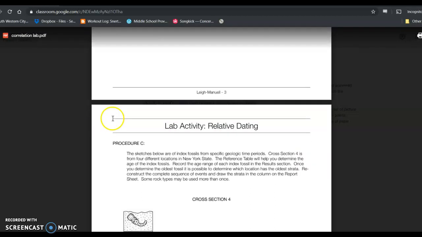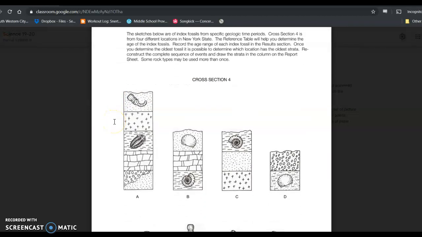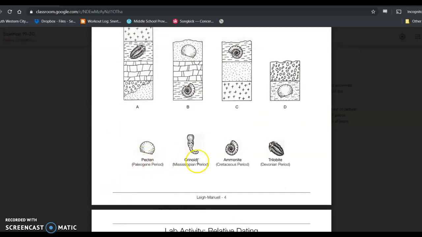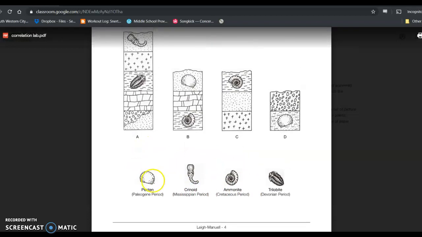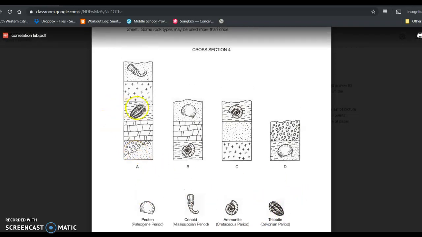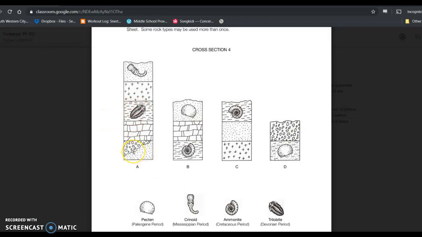Let's go on. Cross-section number 4. This is where the fun begins. Down here, you'll see the pecten is from the Paleogene, the crinoid from the Mississippian, etc. I have given you the length of time that these time periods happened on Google Classroom. I want you to go and look. You'll notice that the Devonian is the oldest time period that's listed here, which means the trilobite's the oldest fossil, which means any layer that the trilobite is in, or that's under the trilobite, must be older than all the other layers. So, layer number 1 is this one that's a double layer, sandstone and conglomerate.